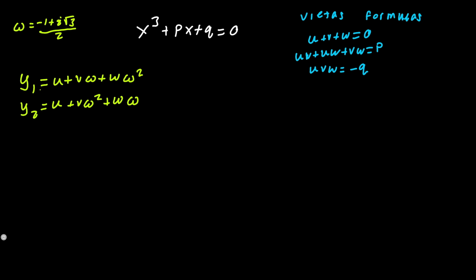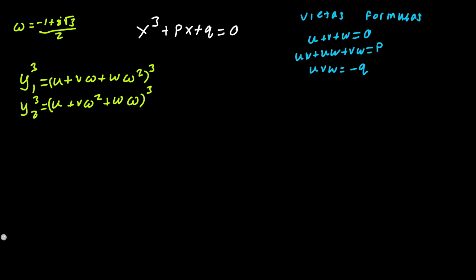This expression right here, y1 and y2, are not symmetric. So in order to make it symmetric, we have to cube the expression. And the reason we want it to be symmetric is that if we swap u, v, or w, the expression should remain the same. Like Vieta's formulas, they are all symmetric because if we swap u with w, none of the expressions will change. So we're going to cube both y1 and y2.